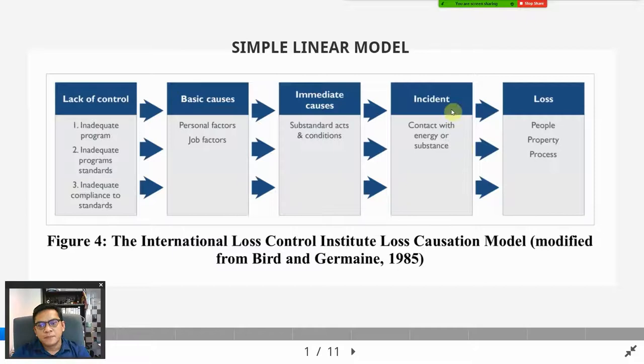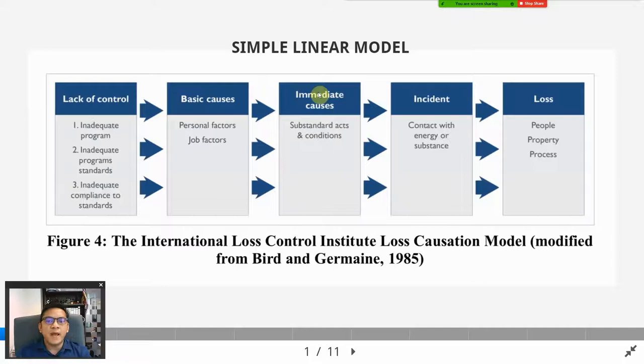And then the causality of this incident: what causes the incident to happen? We look to the left. There will be causes. In LCM, there are two different causes. One is called immediate causes and one is called basic causes. So we look at the immediate causes. The immediate causes are the causes that immediately cause the incident to happen. And there are two types of immediate causes. Number one is a substandard act or a substandard condition. It might be standalone. It might be only acts. It might be only conditions. Or it might be a combination of both acts and conditions.